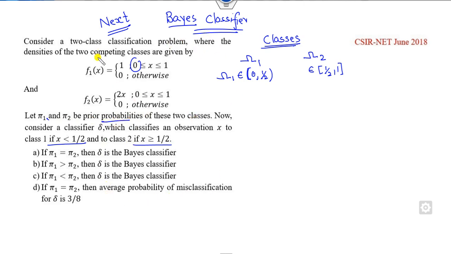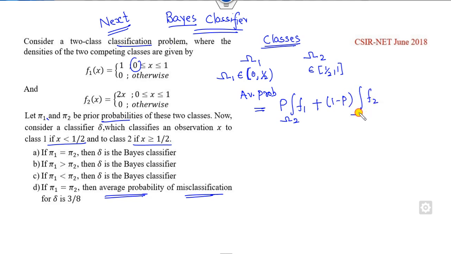Whenever there is a Bayes classifier question, you always first find the average probability. What is the average probability? Average misclassification probability. That is capital P of F1 over the class 2 plus 1 minus P of F2 over this. What is the meaning of that? This is the class 1 probability. This is the class 2 probability. And this average probability is always the maximum one.